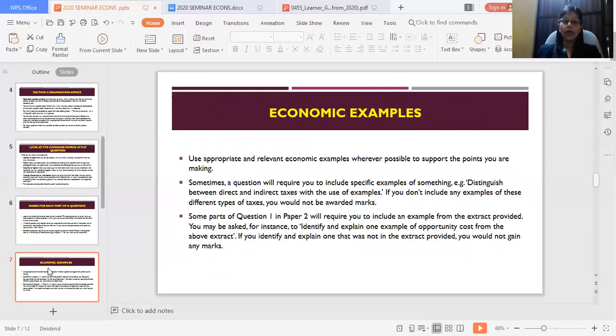Okay, economic examples. Next, we are going to look into the examples here. Use appropriate and relevant economics examples whenever possible to support the points you are making. Sometimes the question will require you to include specific examples of something. Example: distinguish between direct and indirect taxes with the use of examples. If you don't include any examples of these different types of taxes, you would not be awarded marks. You see, if the question really asks you to include examples, give them examples.